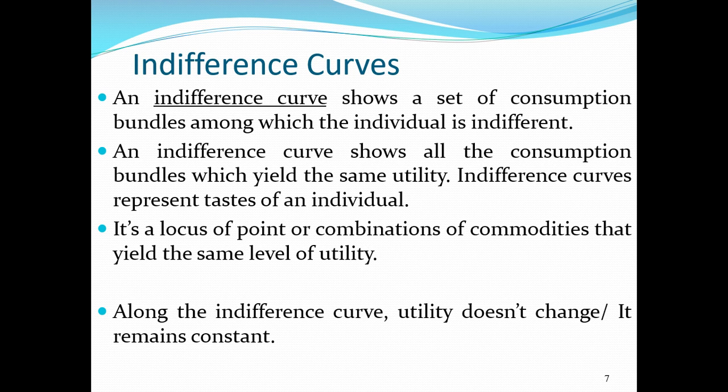In this case, it's good X1 and good X2. That gives the consumer the same level of satisfaction. So it shows a set of consumption bundles among which the individual is indifferent. The fact that the individual is indifferent means that he does not really care whether he's at bundle A or bundle B or whatever. He's going to be deriving the same level of satisfaction.